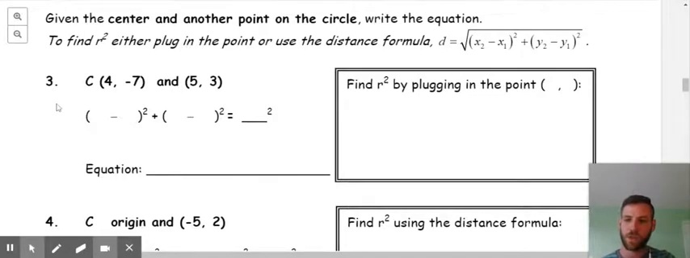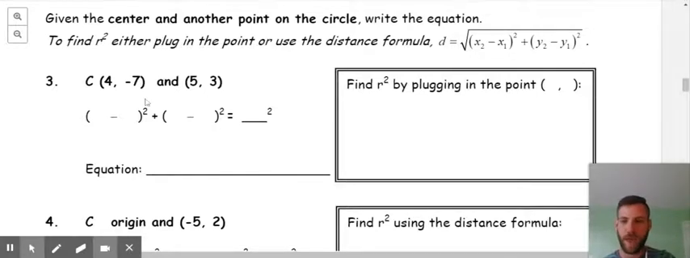So to start with, the two methods for this process, where you're given a center and another point on the circle, are: you either define r squared by substituting or plugging the point you're given, in addition to the center, into the equation for where x and y are, or you can use the distance formula to see how far apart the center and the point are, and then use that as the r value. So let's start with plugging in the point.